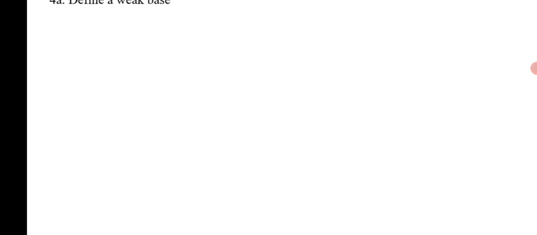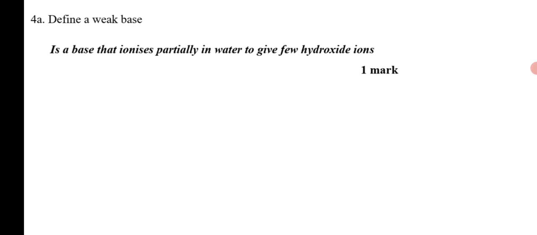Number 4, define the term weak base. A weak base is defined as that which ionizes partially, not fully, in water to give few hydrogen, few hydroxide ions. So it is a base that ionizes partially.